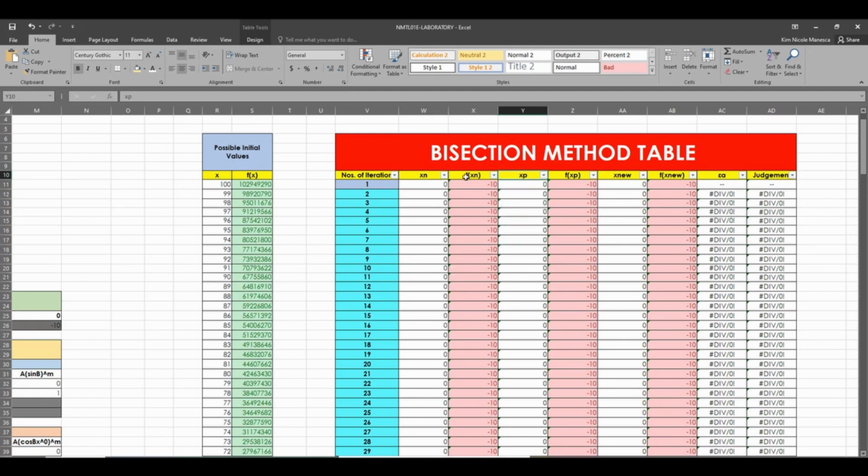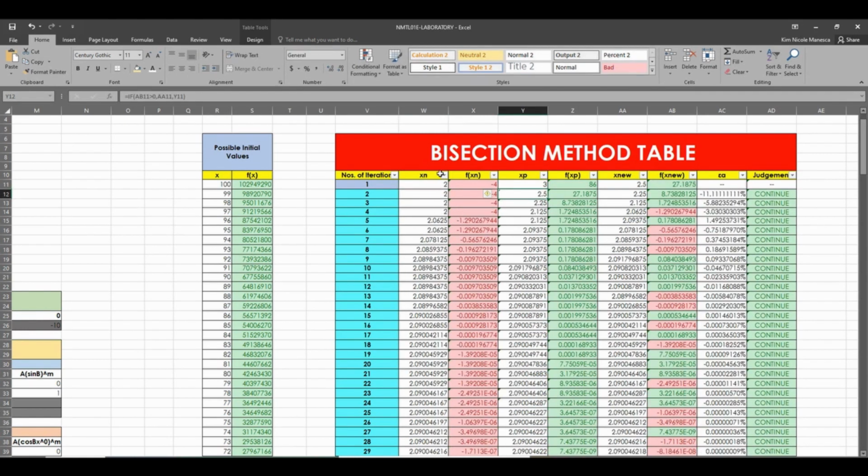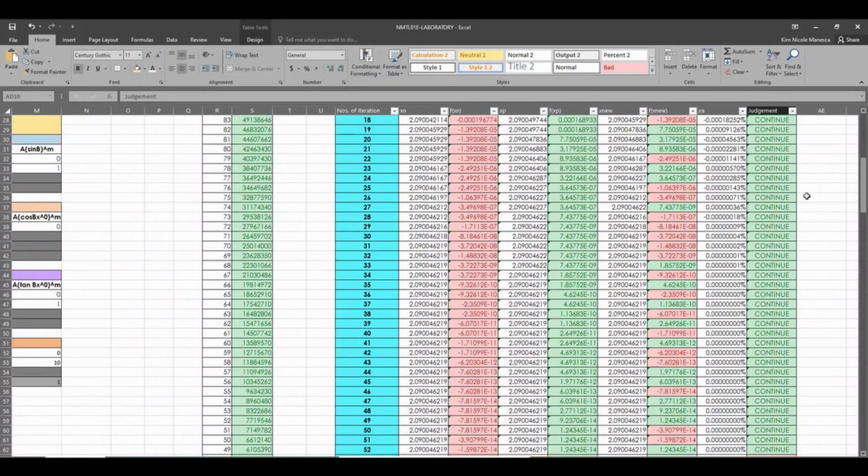Once the initial guesses are put in the table, it will automatically solve for the following columns based on their assigned formulas. Let's try to put some values. Let's try to put 2 and 3. Then, the table will compute the function of x sub n and x sub p, and this column will compute the midpoint of the given interval guesses. The approximate true error is also computed here. The last part is the judgment, which tells whether to continue or to terminate the solving process.